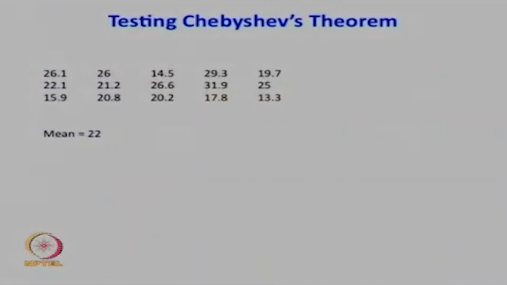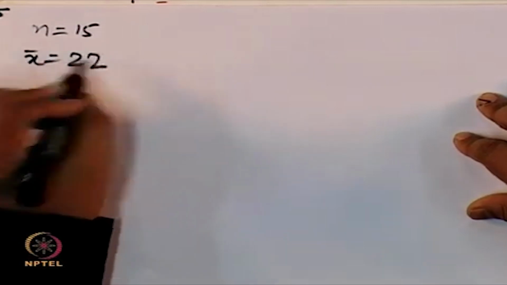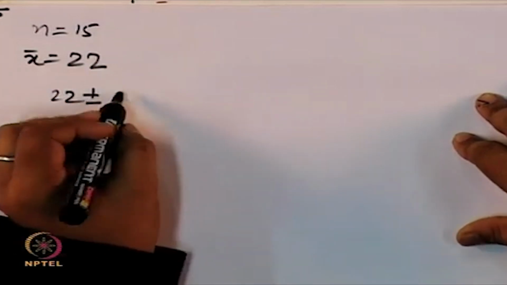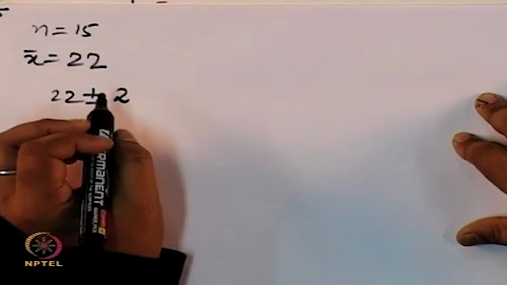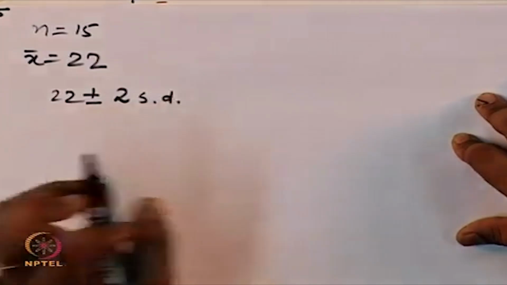Let us test this particular example as well. So, you have the following population and you can calculate the mean of this population to be roughly 22. The number of observations are 1, 2, 3, 4, 5. So, in this case n is equal to 15, your x bar is equal to 22. What Chebyshev's theorem predicts is between 22 plus minus 2 times the standard deviation. We have not calculated the standard deviation.